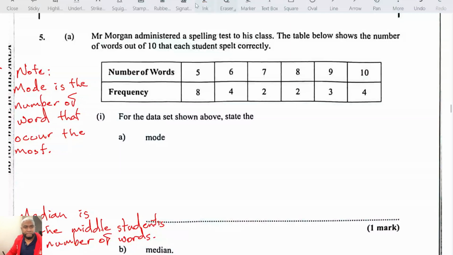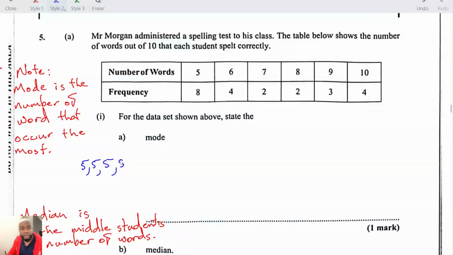So it's like you have 8 5s. How many students got 6 out of 10? 4. So basically, if I ask you, from the data shown above, state the mode, which number of words did the most students get correct? 5. 5 is the mode. Not 8, not 4, not 10. 5.